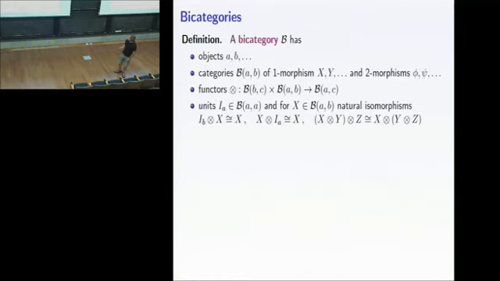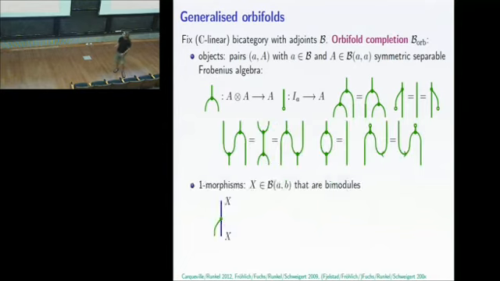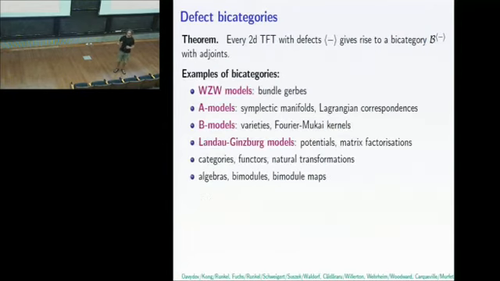Okay, so remember earlier we had this picture where theory B was described in terms of theory A together with a defect network. And now I want to explain how to understand this properly in the context of bicategories.